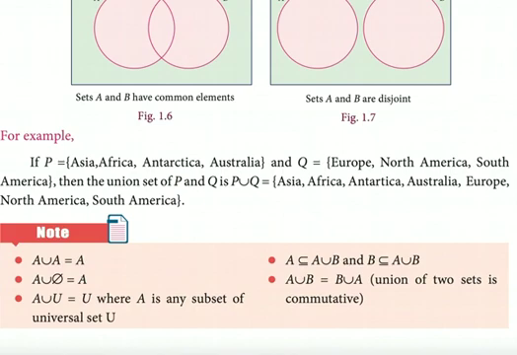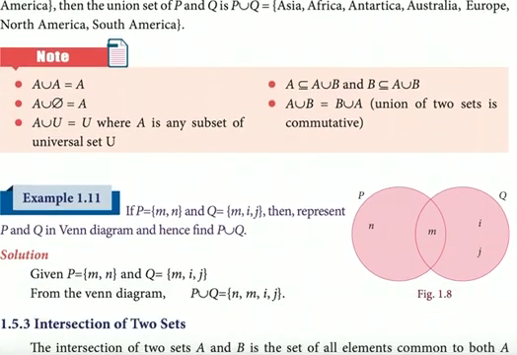A union A is A, A union phi is A, A union U is U, where A is any subset of the universal set U. A is a subset of A union B and B is a subset of A union B. A union B equals B union A. Union of two sets is commutative.